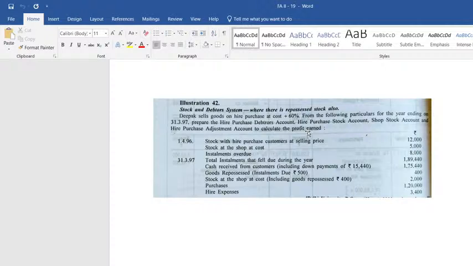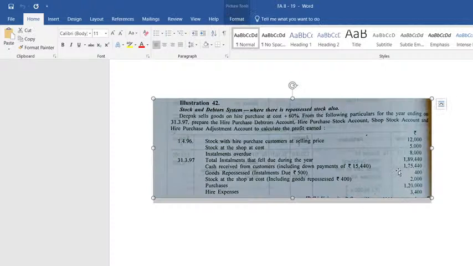They have mentioned on 1/4/1996 stock with hire purchase customers at selling price 12,000, stock at shop at cost 5,000, installments overdue 8,000. So it is simply the opening balance of the hire purchase stock. The second one will be the balance of the shop stock. The third one will be the balance of the hire purchase debtors. Okay, three were given one after another.